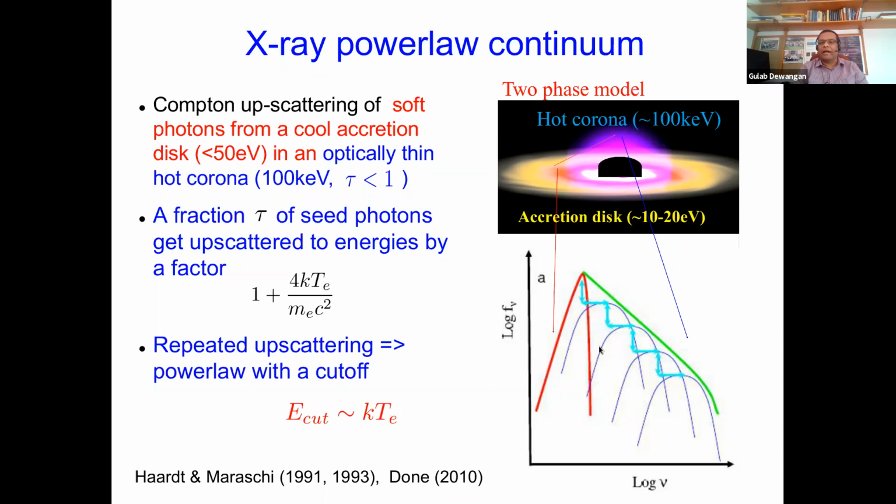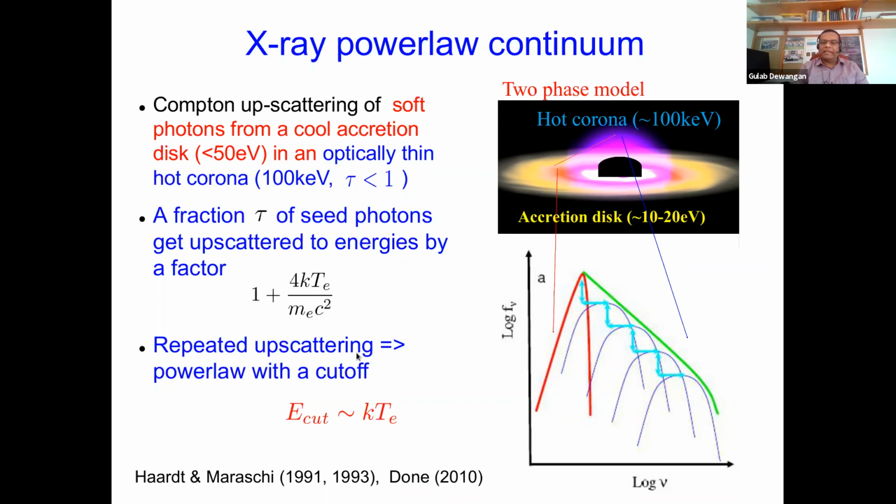And you repeat this process until the energies of the photons become comparable to the energy of electrons in the hot corona. And once you sum all these components, then you have a power law-like broadband spectrum, which cuts off at high energies, which is characteristic of the temperature of the hot corona. In fact, one can use this cutoff at high energy to measure the temperature of the corona, and people have done that using broadband X-ray spectrum.